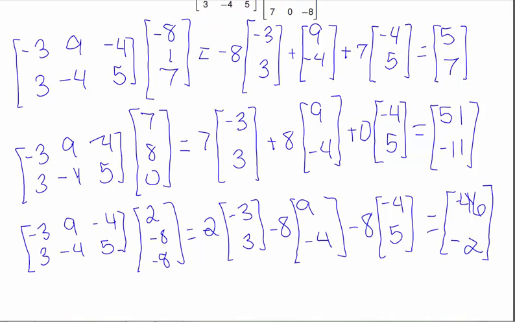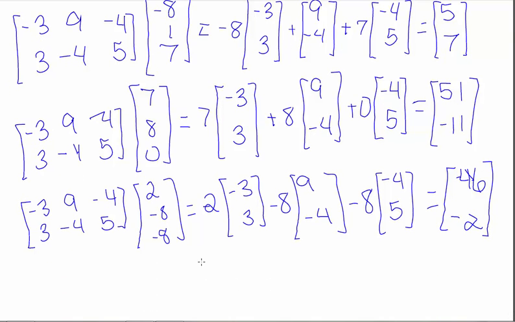So now that I have all three of these, I have my answer. So my final answer, the first column will be 5, 7. The next one will be 51, -11. And the last one will be -46, -2. So this is definitely a very long process when you do it in this method. Fortunately, there is a second way to do it that may make it a little bit easier.